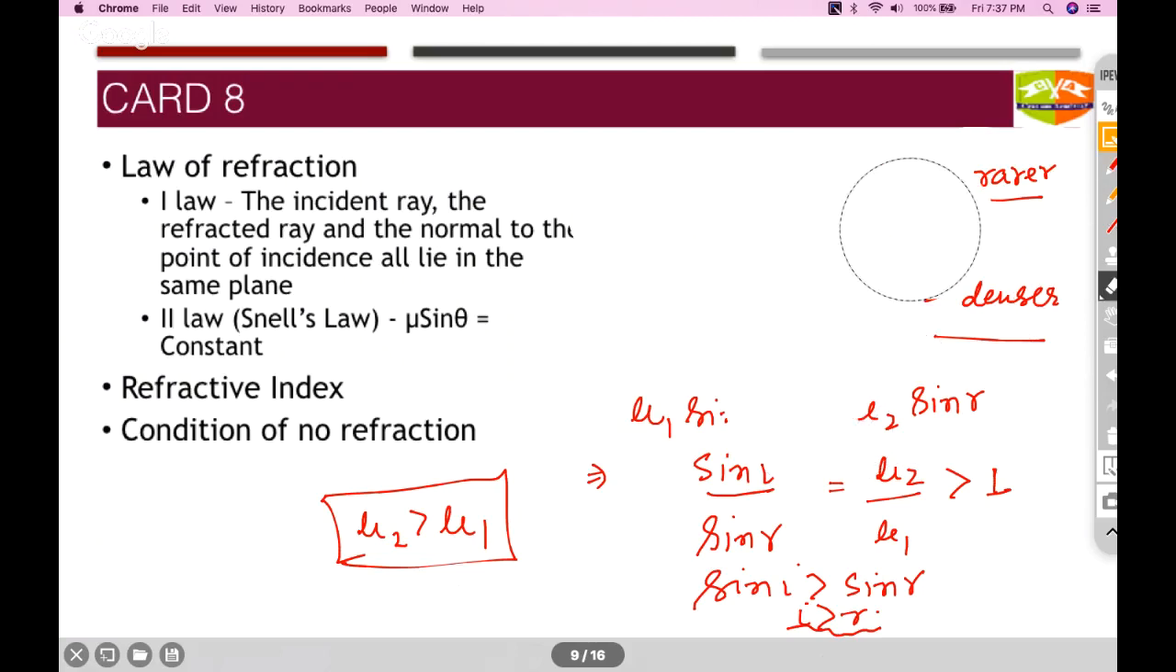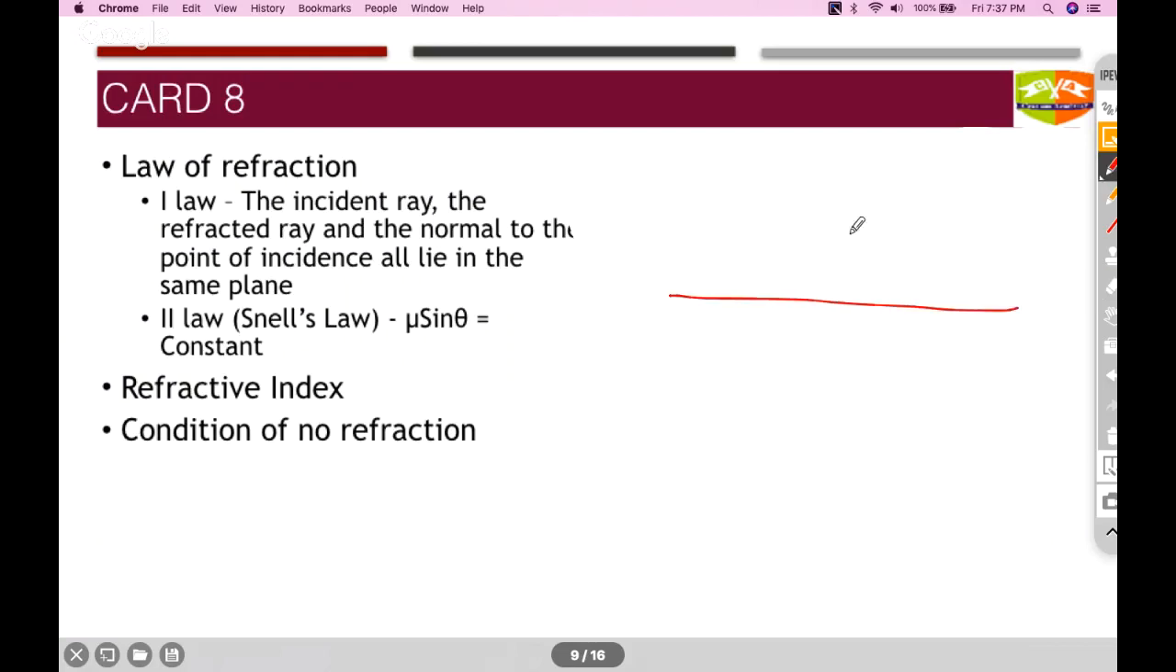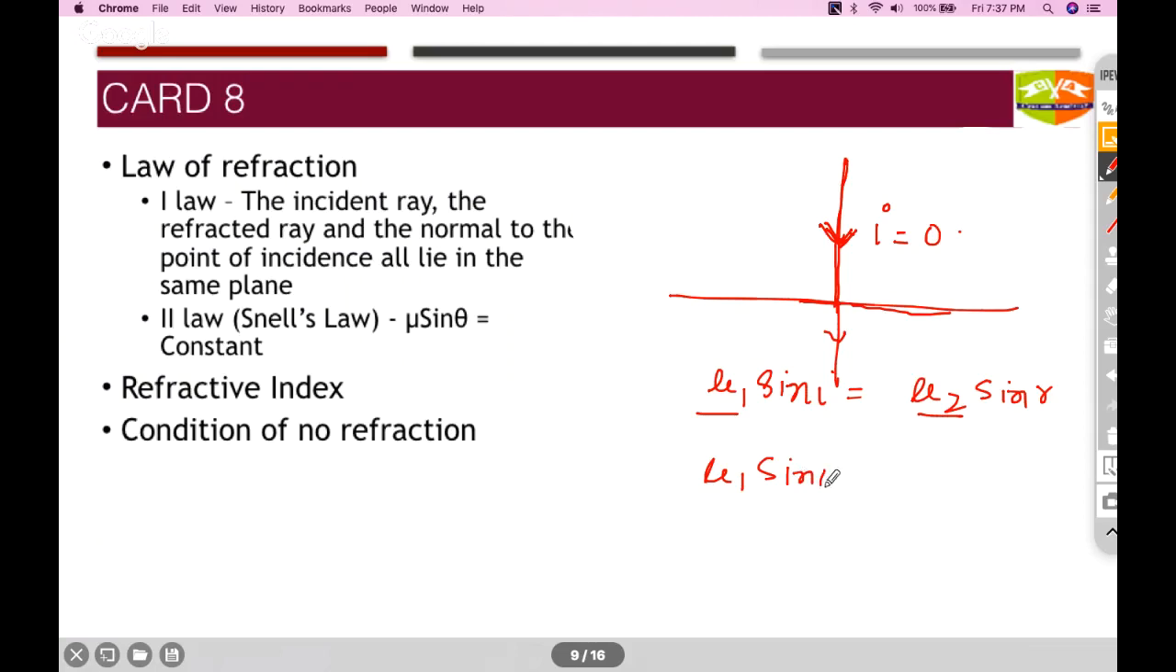Now let me go to the condition of no refraction. The condition of no refraction is the same as the condition of no reflection. Any light ray which falls on or overlaps the normal to this refracting surface would have I equal to 0. So mu1 sine I is equal to mu2 sine R. As mu1 and mu2 are not 0, mu1 sine 0 is equal to mu2 sine R. Now sine 0 is 0, so 0 divided by mu2 is sine R. R comes out to be 0. It means that the light ray keeps on traveling in the same direction. And this is the condition of no refraction.